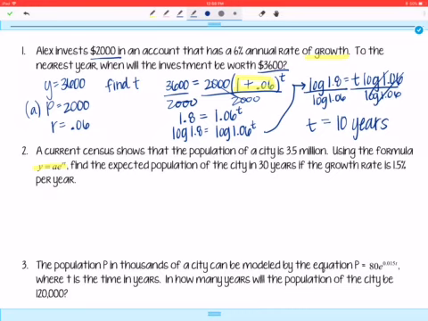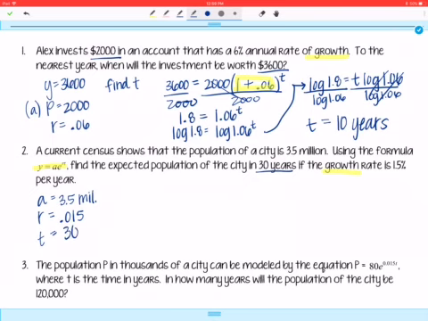Okay, so currently my initial value, A or P, however you want to write it, is 3.5 million. All right, my rate of growth per year, so that tells me which formula to use, would be 1.5%. As a decimal, that's 0.015. All right, and then my time would be 30 years.